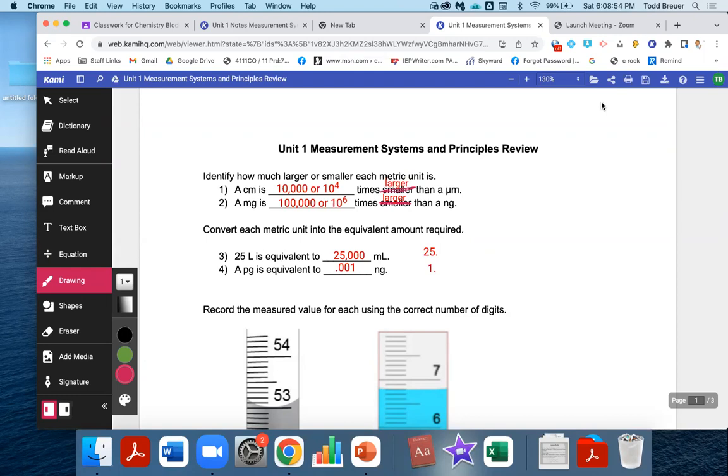Unit 1 is about measurement systems and principles that relate to measurements. So our first set of ideas here, items 1 through 4, relates to something called the metric system.